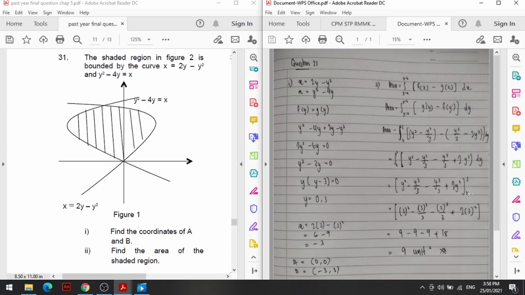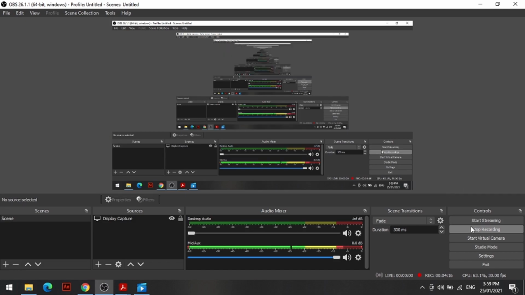We do not use 0, because when we use 0, anything we divide or multiply with 0 still gets 0. Then 3 to the power of 2 minus 3 to the power of 3 over 3 minus 3 to the power of 3 over 3, then plus 2 multiplied by 3 squared. Then the answer will be 9 minus 9 minus 9 plus 18. The final answer will be 9 unit squared. That's all from me. Thank you.